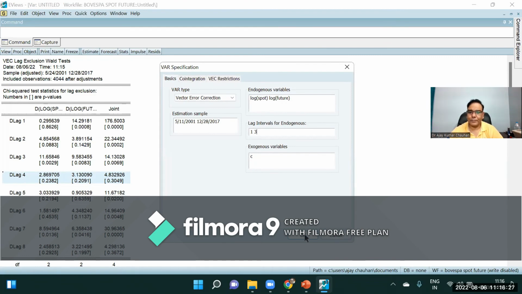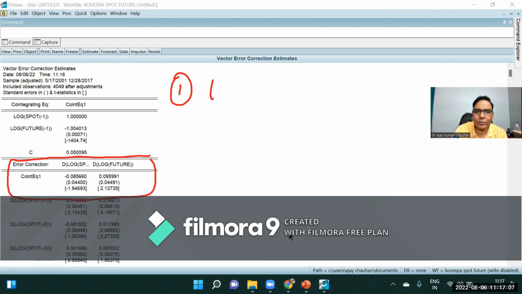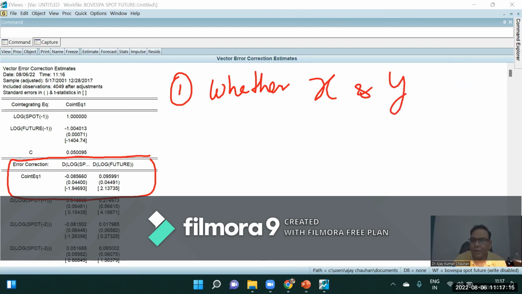Okay, now I have to analyze two aspects: one is error correction and second is causality. This part of the equation is representing the error correction model. This red box is showing you the error correction mechanism, which is the most important part of co-integration. First of all, we have to check whether the signs of the two are opposite. The first thing I need to check here is whether X and Y have opposite signs. The answer is yes.